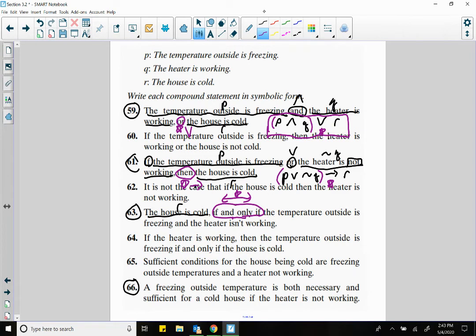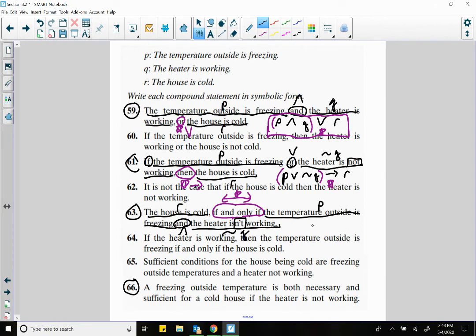And then right here, we continue on. The temperature outside is freezing. That's P. Circle the and, that's our rooftop. And the heater isn't working. So I box in the not, and so that's squiggle Q.